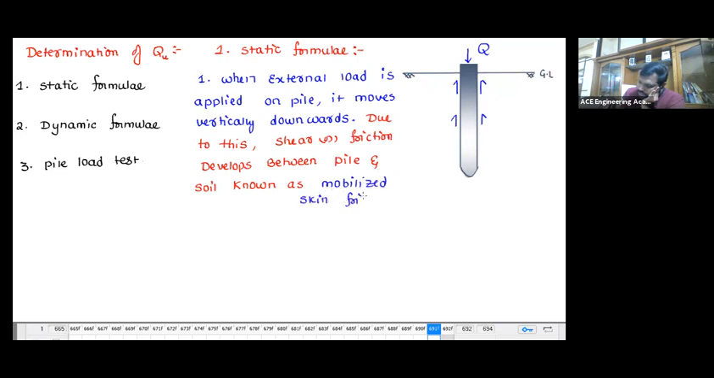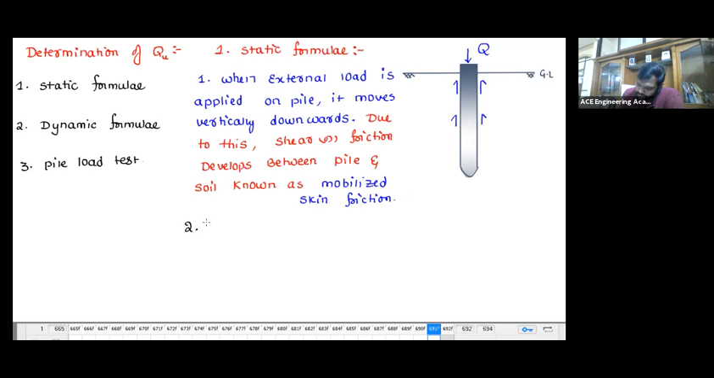Okay. Now coming to the second point. What is the second point, sir? Look, when the external load increases, when the vertical load is increasing, then the mobilized friction, or the frictional resistance between the pile and soil, increases over the entire surface area of the pile and reaches maximum, known as the skin frictional resistance.